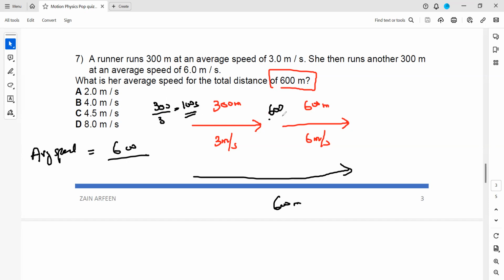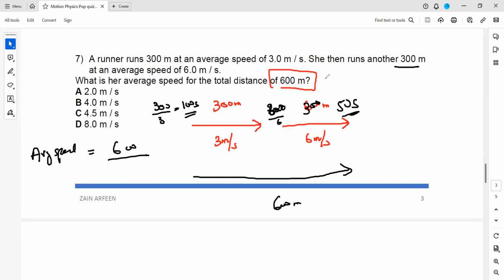Sorry, it is 300 here, not 600. So this is representing 100, and the other is also 300, not 600. The remaining another 300 is run with a speed of 6 meters per second. So how much time will it take? 300 divided by 6, so we'll get 50 seconds. So it will take 50 seconds to run the remaining 300 meters.